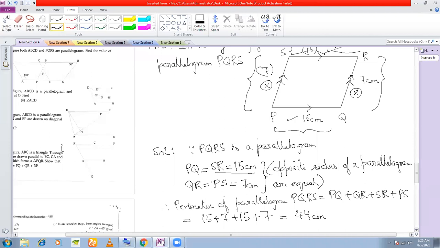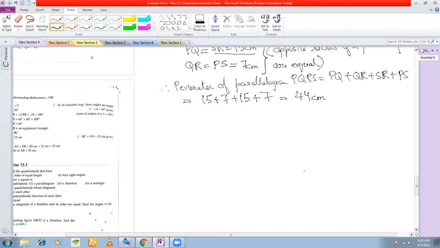Okay, so that is how we use this property. Whenever a parallelogram is given, you must understand that the opposite sides of the parallelogram must be equal. This is the first property. Okay, let's move to the next property. Could we use the formula 2 into L plus B?